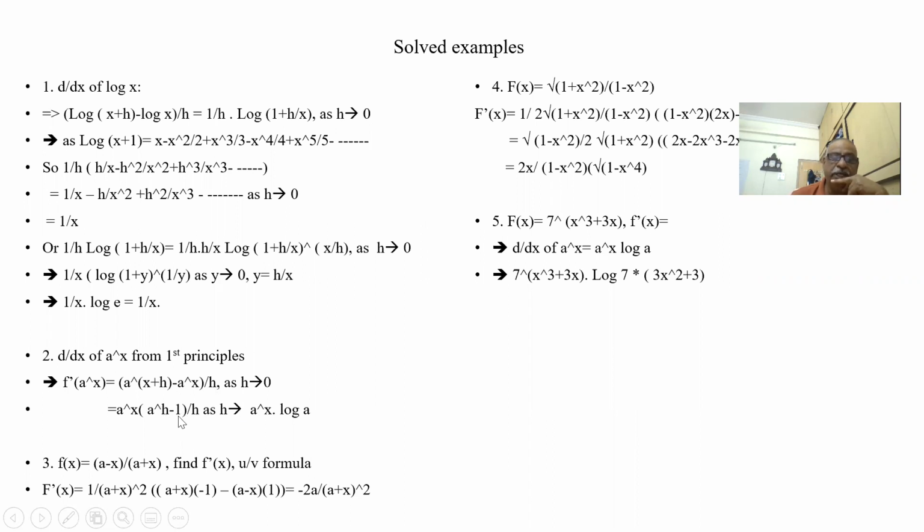Similarly, e to the power of x minus 1 by x as x tends to 0 is log e, that is 1. So this is nothing but 1. So a to the power of x log a is the answer. So differentiation of e to the power of x is e to the power of x itself. Differentiation of a to the power of x is a to the power of x log a.